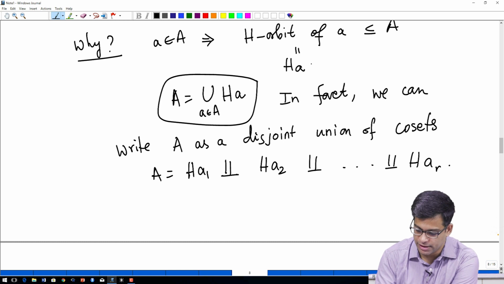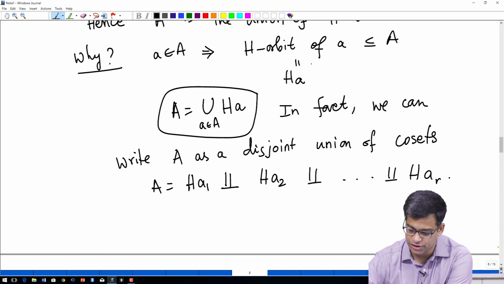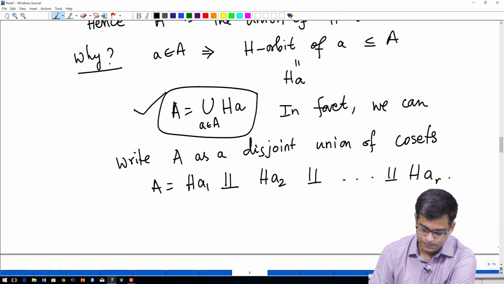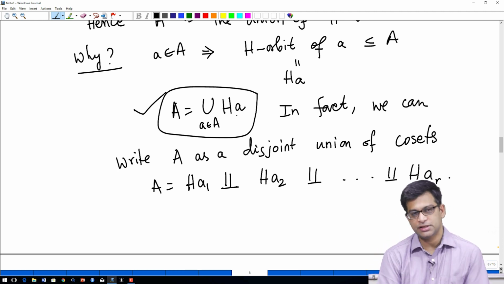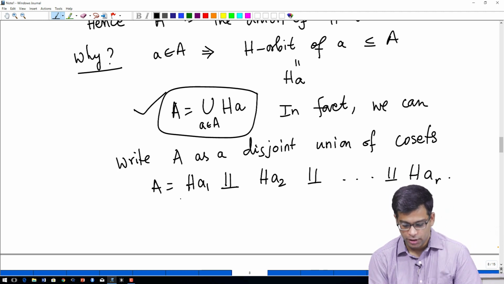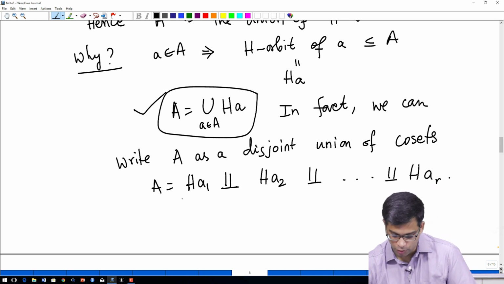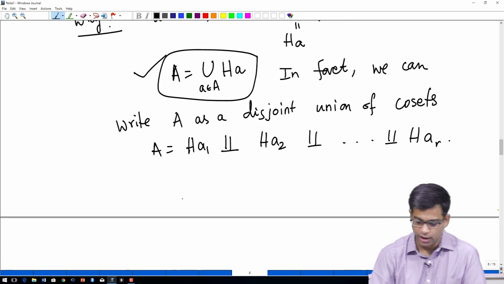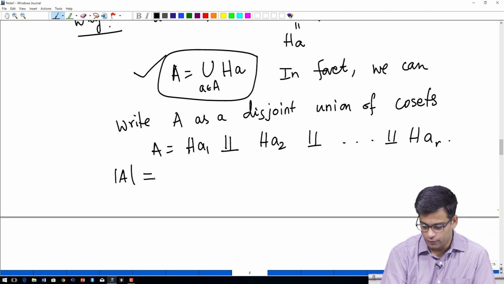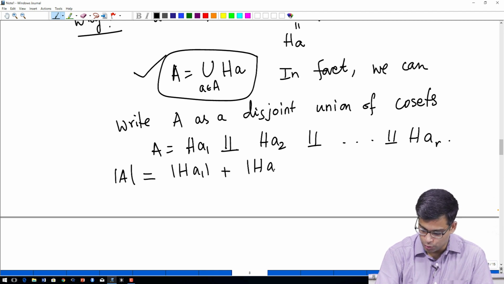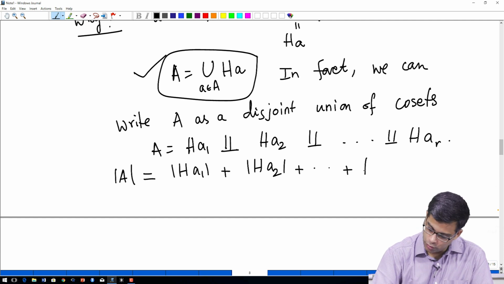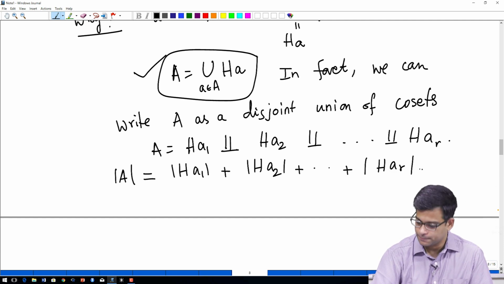The important point is all of Ha is in capital A. So we have this, and once you have that, we just identify the distinct ones among them and write it like this. So A is a union of Ha1, Ha2, up to Har. So in particular the order of A is equal to the order of Ha1 plus the order of Ha2 and so on up to the order of Har.